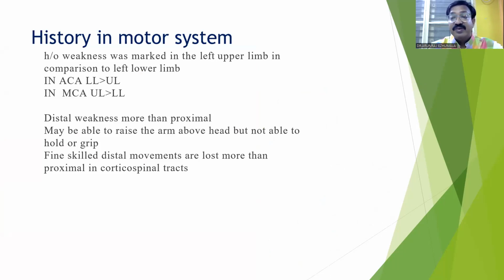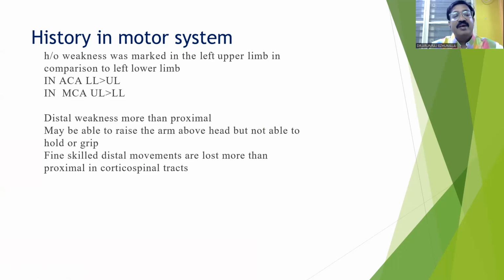So whenever you take the history, you have to tell whether weakness is more marked in the lower limb or upper limb. And also in the examination, by testing the power, you have to tell whether the power is more affected in the lower limb or upper limb. Also, you have to tell whether distal weakness is more than proximal.